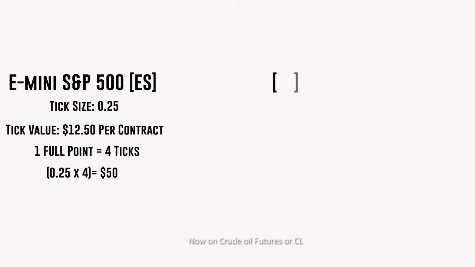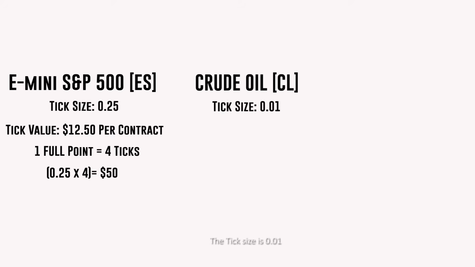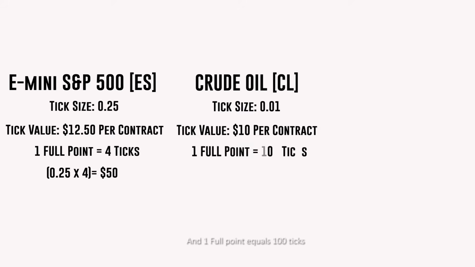Now on crude oil futures, or CL, the tick size is 0.01. The tick value is $10 per contract, and one full point equals 100 ticks. So 100 times $10 would equal $1,000. So one full point movement of crude oil is equal to $1,000.